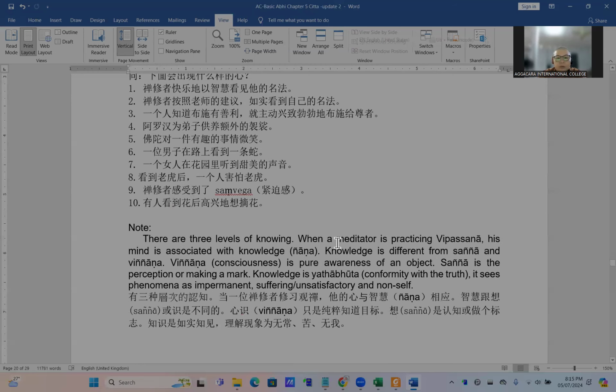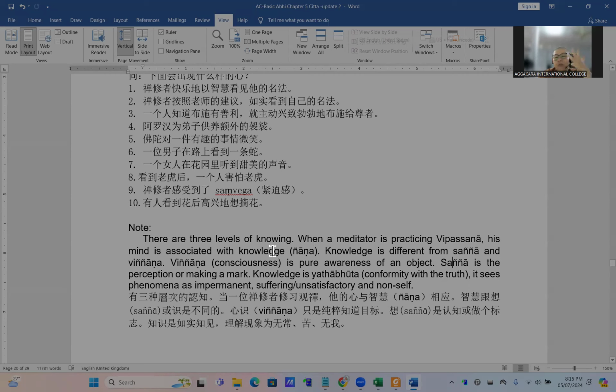So now when you practice Vipassana, you associate with jnana. We already saw this word. Now jnana is different from sanya and vijnana. You already know vijnana, like Chakku Vijnana, Sota Vijnana, eye consciousness, ear consciousness. It's just pure awareness of the object. Sanya is perception, making a mark, all right?